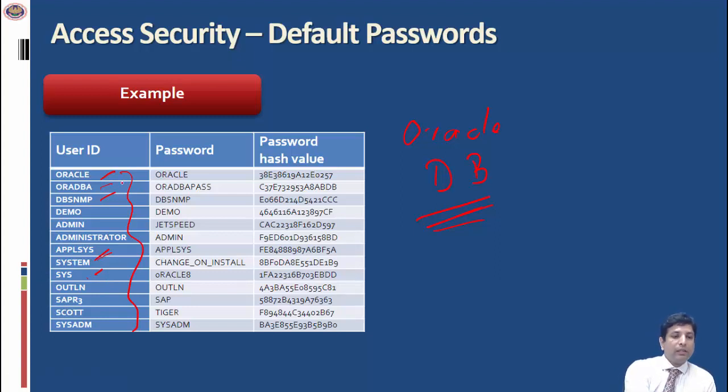We can see that for all these user IDs, the password is already defined within the system, which is the default password. So for Oracle, the password is oracle. For the DBA ID, the password is a default DBA password. And similarly, you can see the password against each of the user IDs. We need to be careful about this specific ID. For SYSTEM, the password itself is mentioned as "change on install."